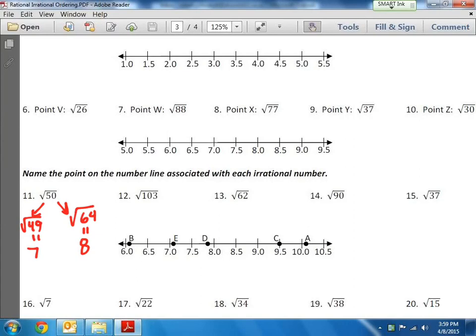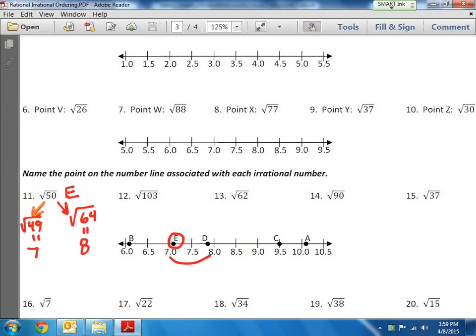And I know that obviously 50 is closer to 49, so it's going to be really close to 7. So I know it's between 7 and 8, but it's going to be closer to 7. So obviously the one closest to 7 is E. So the square root of 50 belongs to point E.